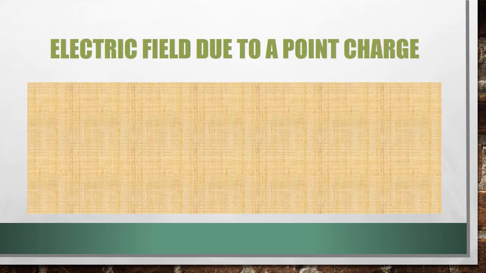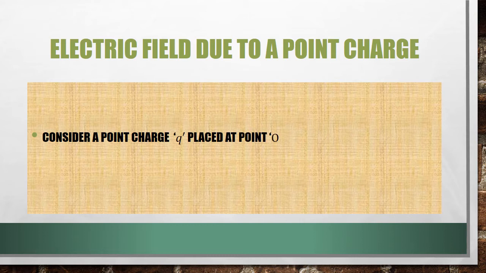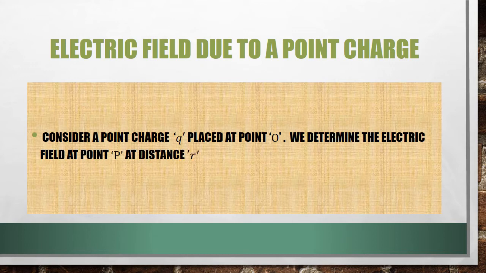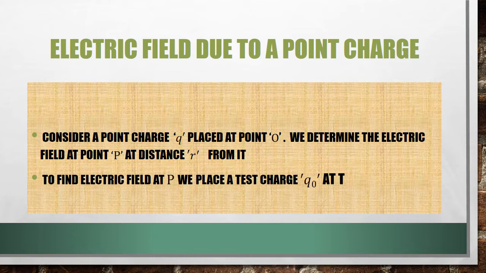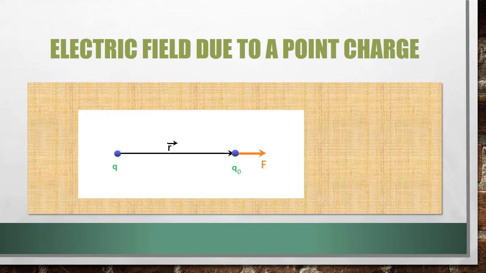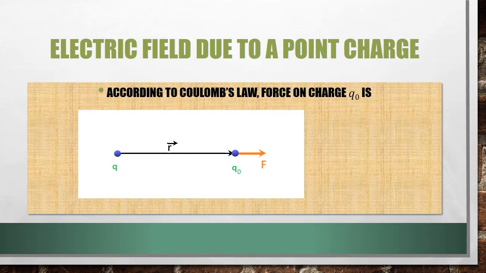Now we are going to calculate the electric field due to a point charge. Consider a point charge Q placed at a point. We determine the electric field at a point P at a distance r from it. To find the electric field at P, we place a test charge Q0 at that point. By Coulomb's law, we can find the force between the charge Q and the test charge Q0. We know Coulomb's law: F equals K Q Q0 divided by r square.